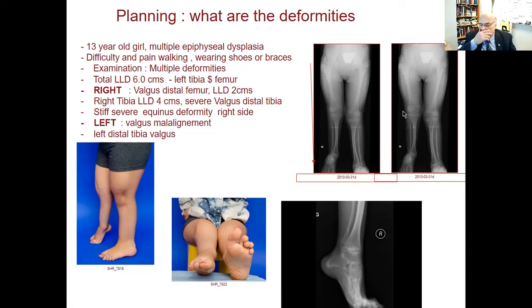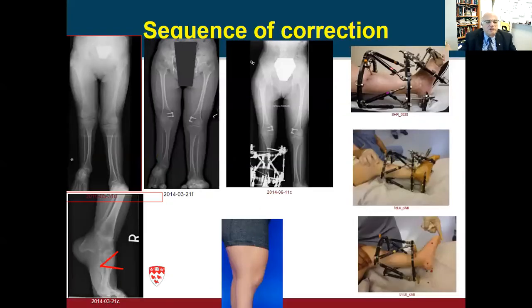So how to proceed? You have to plan the sequence of events of correction. And here is one example. The first thing, there is the mechanical alignment of the whole lower limbs. Both are in valgus. So a medial hemi-epiphysiodesis of the distal femur carried out on both sides. The second thing, at the same time as we do this, the deformity and the LLD on the right tibia to be corrected with a hexapod frame or in fact any type of frame.